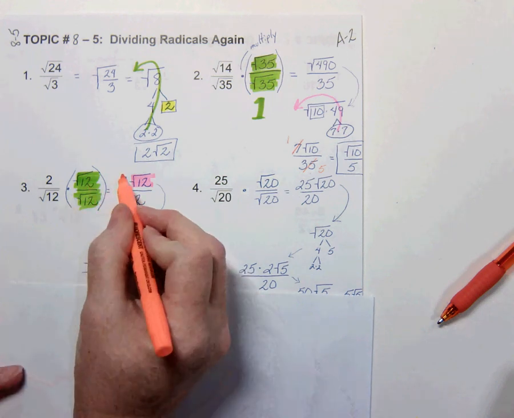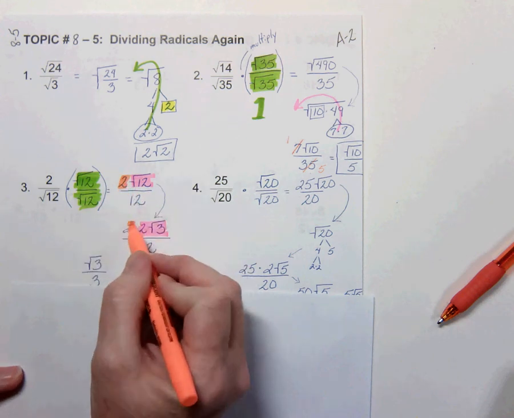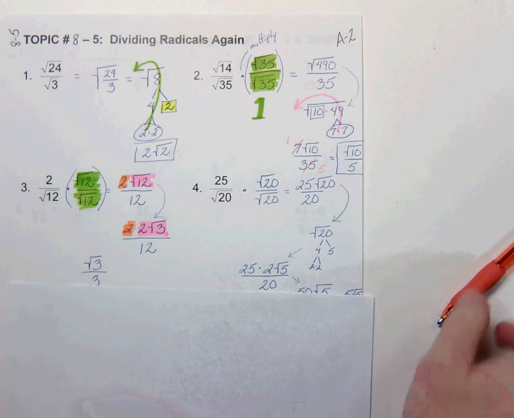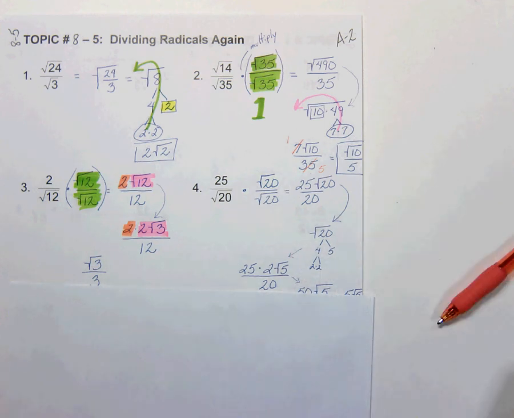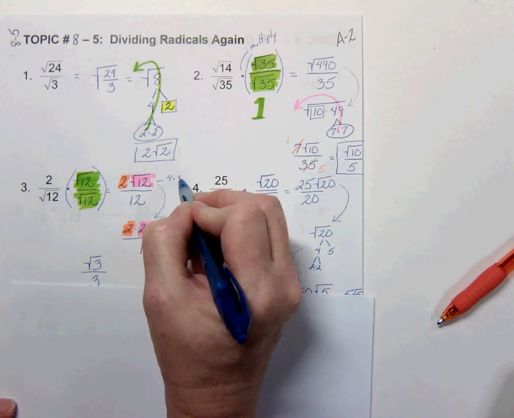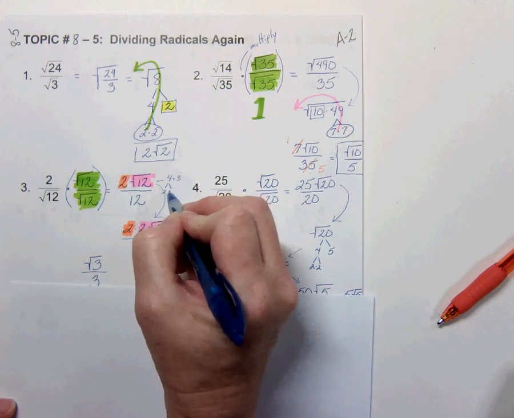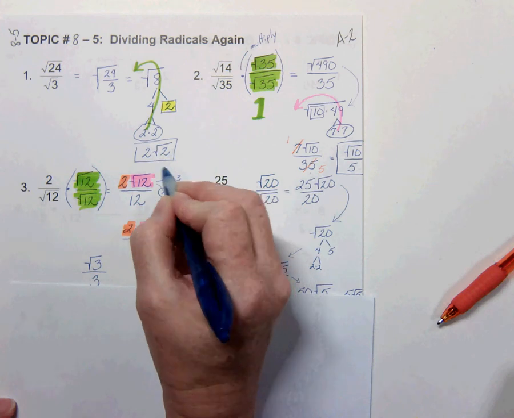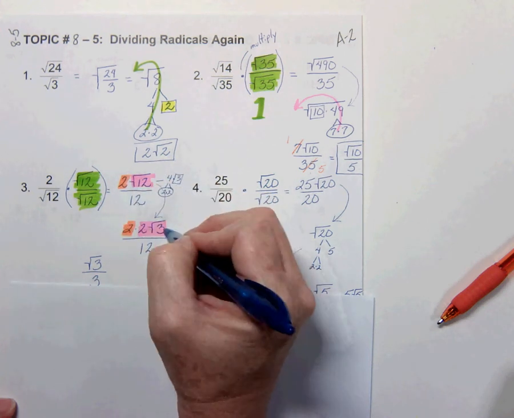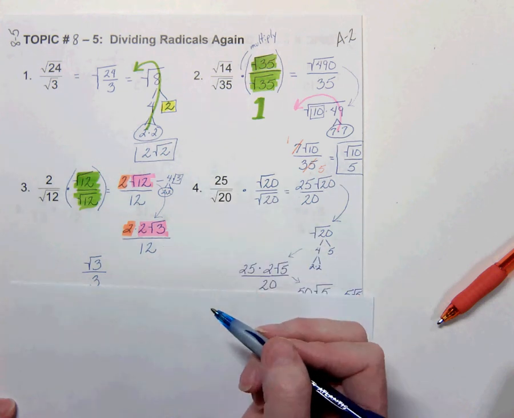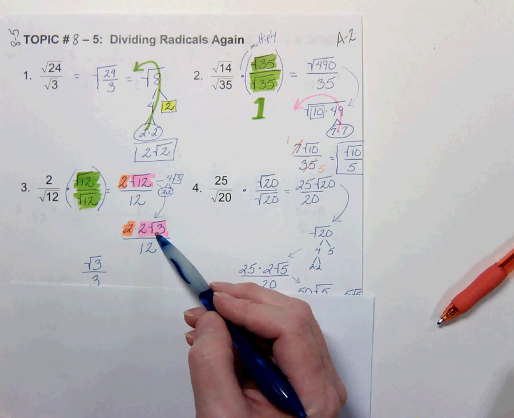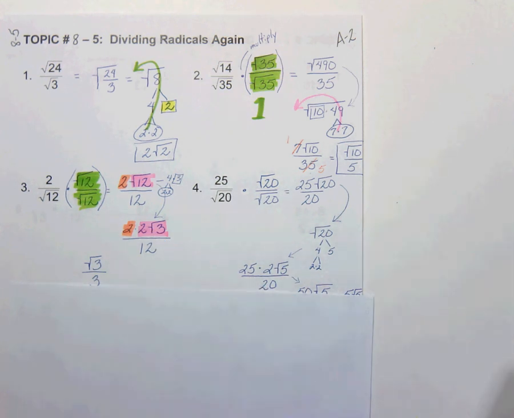So the 2 stays here for now. So the square root of 12 is 2 square roots of 3. Why? Because 12 is 4 times 3, and 4 is a pair of 2's. The 2 moves outside the radical sign. The 3 stays under the radical sign. So study that closely. This is the simplified form of the square root of 12.